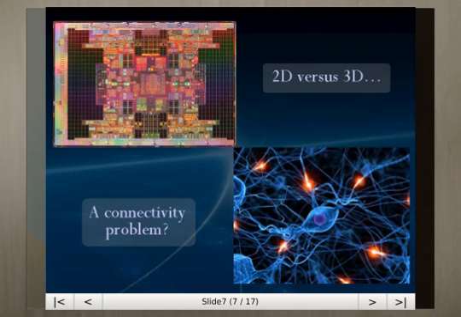So biologically, if we look at systems such as collections of neurons, we find that they're actually formed from many different types of connections.